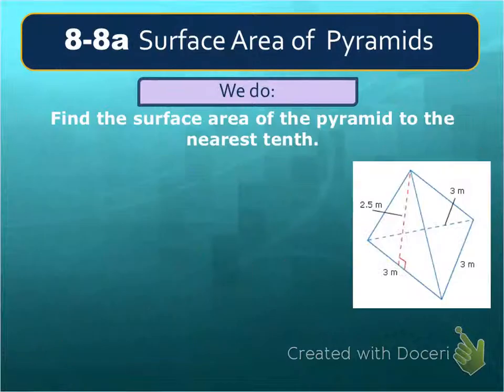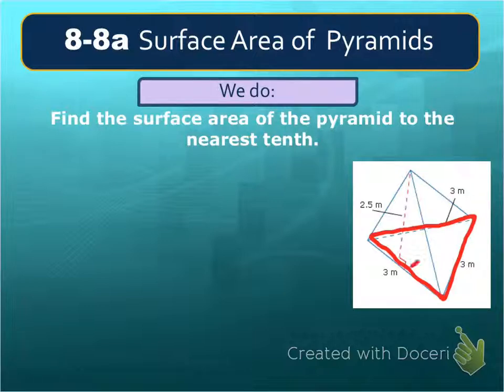So let's look at this next problem. Find the surface area of the pyramid to the nearest tenth. Now this one's a little trickier, so pay attention because there's going to be a lot more steps on this one. What we're looking at here is this base, which is this triangle here. But the problem is this is an equilateral triangle, 3, 3, 3. It does not give us the height.